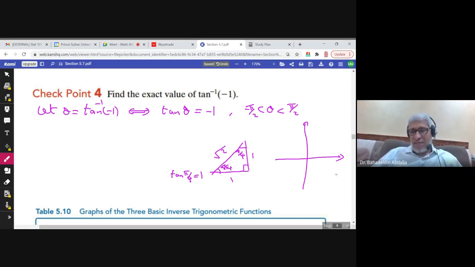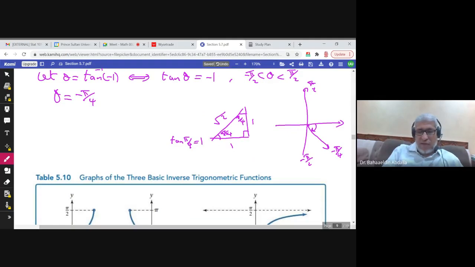But theta has to be in the fourth quadrant, and it has to be from negative pi over 2 to pi over 2. So what is this angle? It is negative pi over 4. The reference angle of negative pi over 4 is pi over 4. So theta here is negative pi over 4. That's the answer if you use the calculator.